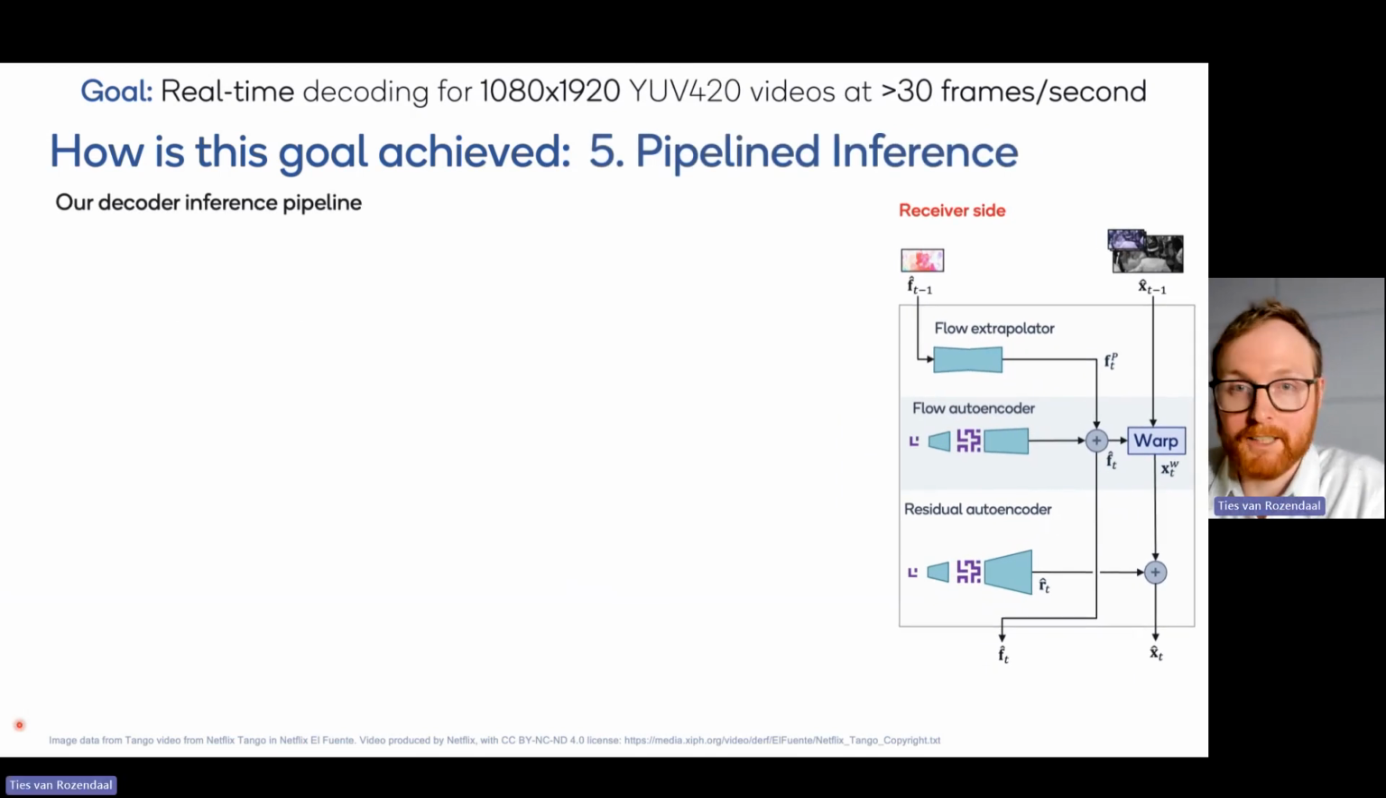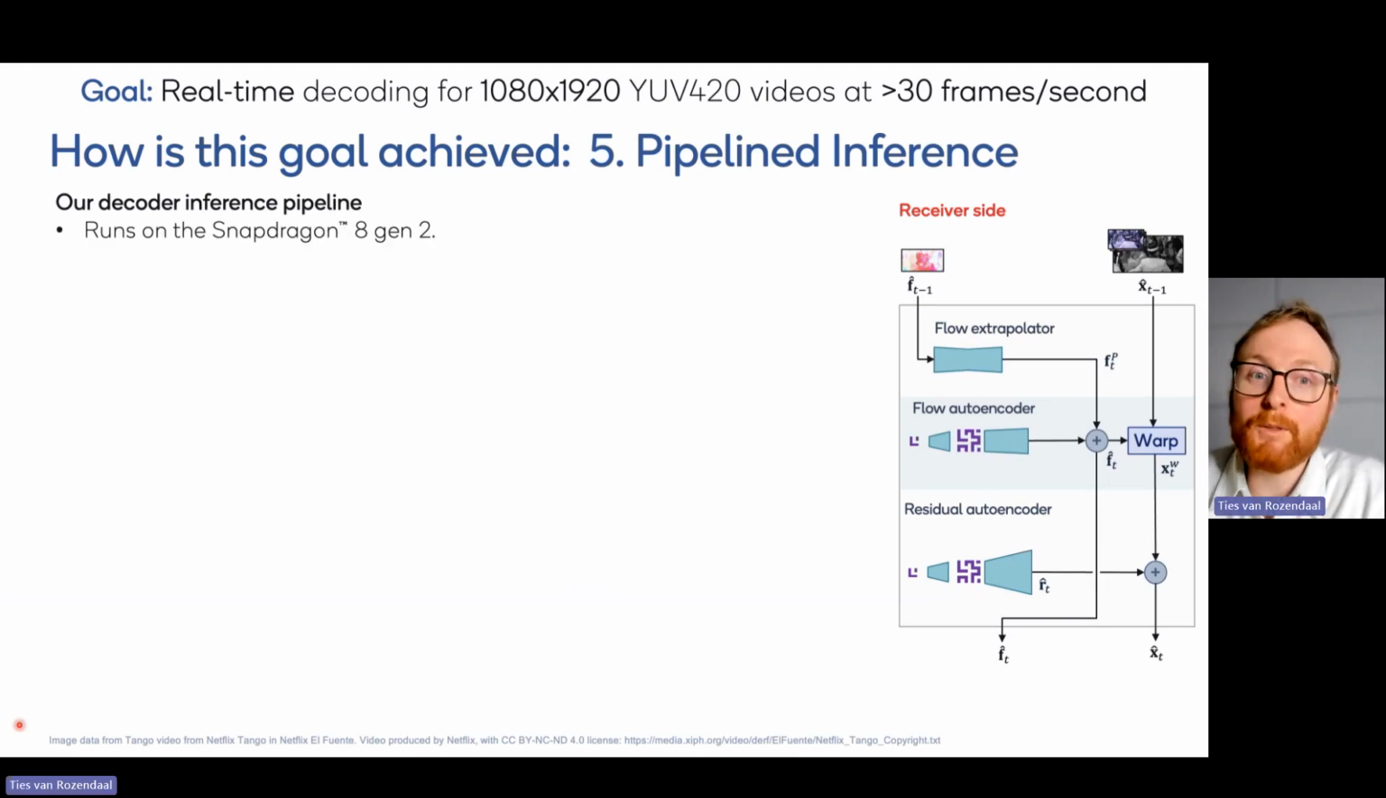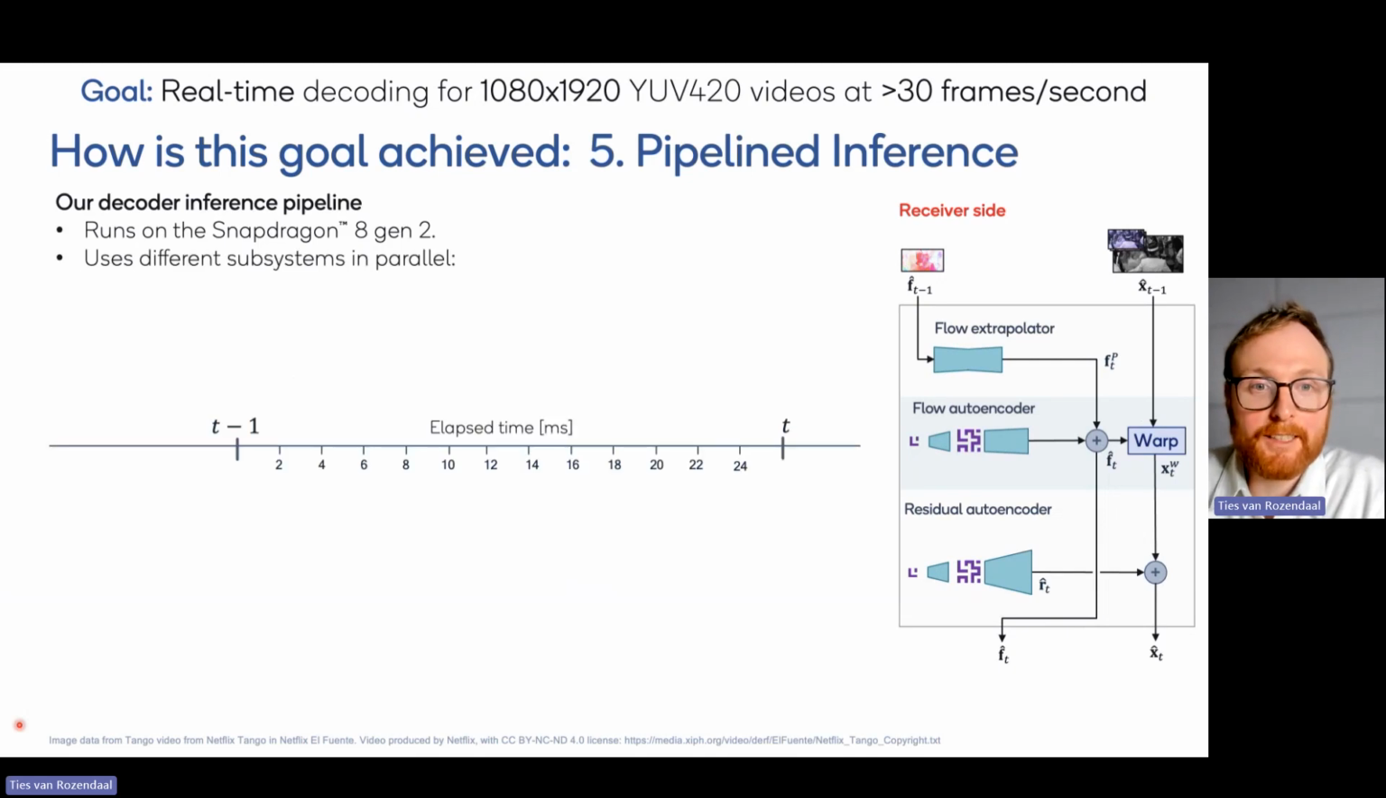All of this together is not enough, and we need to deploy pipelined inference to reach our throughput. Again, we run on the Snapdragon 8 generation 2, and this neural signal processor contains different subsystems. So we design a pipeline that processes up to 3 frames in parallel in order to use all those subsystems simultaneously. I will now show you step by step how our decoding pipeline looks like.